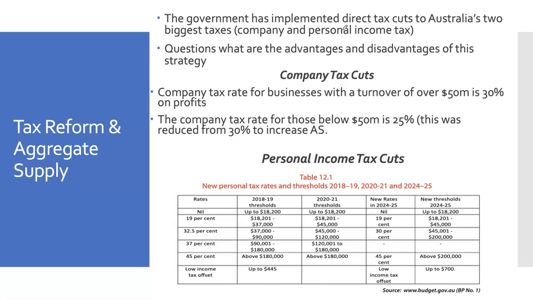So, company tax cuts have been occurring because historically, businesses would pay 30% of every dollar of profit as tax.